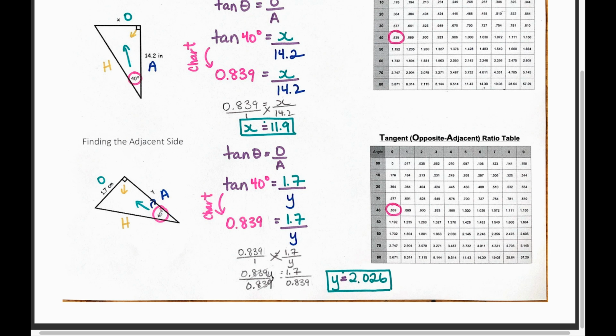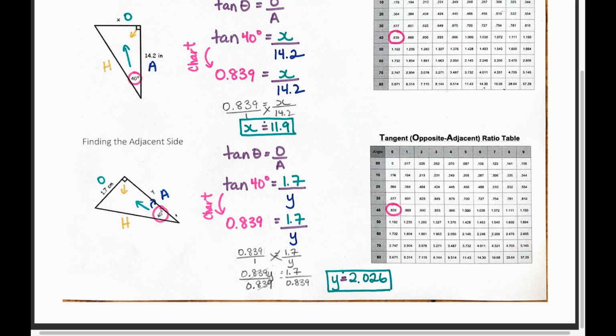Well, now I want to get the y by itself, which means I need to get rid of my 0.839 in front of it. It's being multiplied, so to get rid of multiplication, I'm going to divide. I'm going to divide both sides by 0.839. 1.7 divided by 0.839 is equal to approximately 2.026. So we have to do that extra step because the y isn't isolated when I cross multiply, to divide both sides by that number in front of the y. And I get my adjacent side to be equal to approximately 2.026.